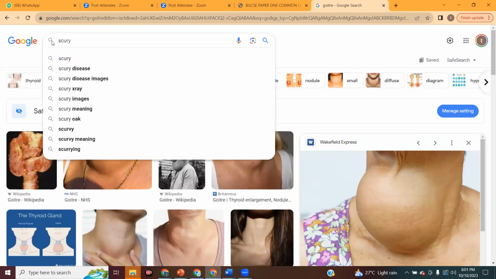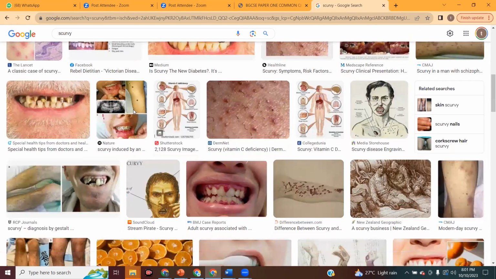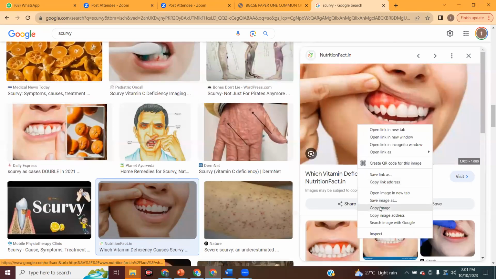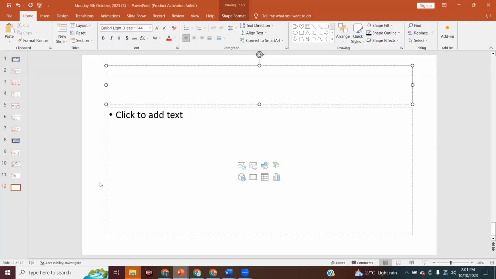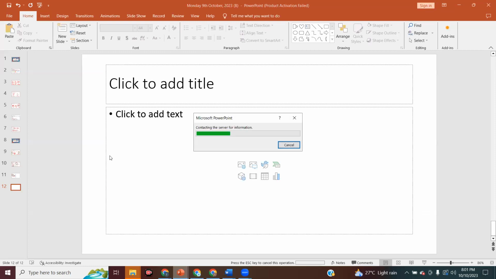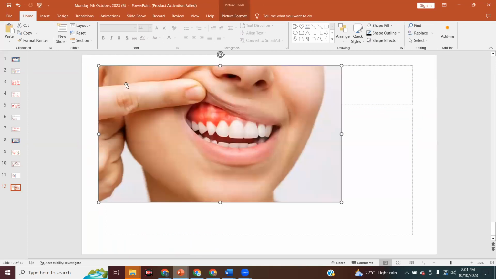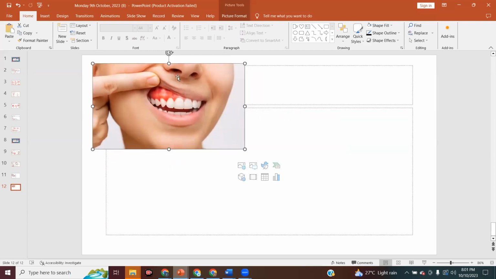Now the next one is scurvy. If someone has scurvy, what are they missing in their diet? Vitamin C. Very good. Where do we get vitamin C from? Oranges, citrus foods. Good. So this is scurvy, with bleeding gums and teeth. Strawberries too, very good, and broccoli.